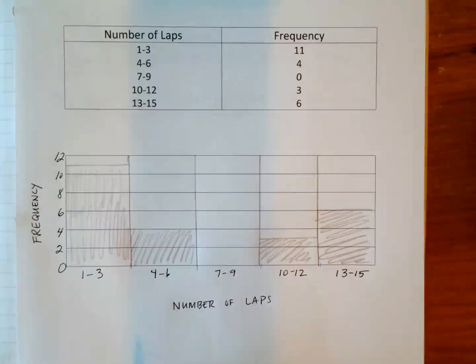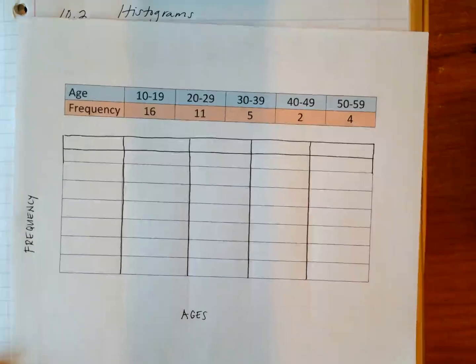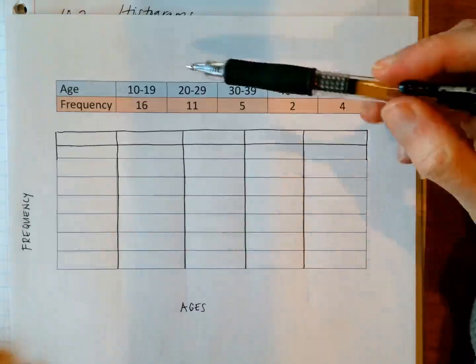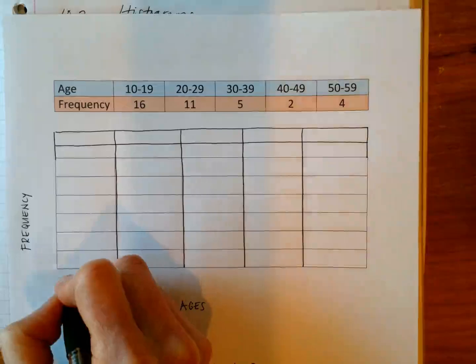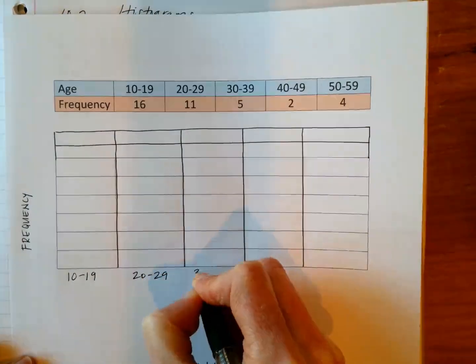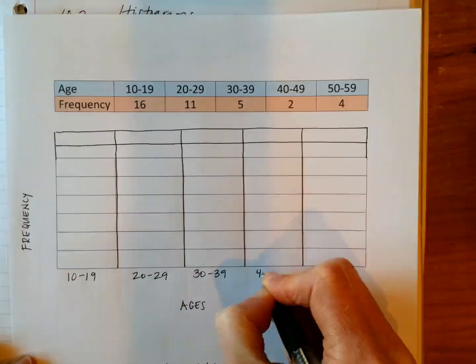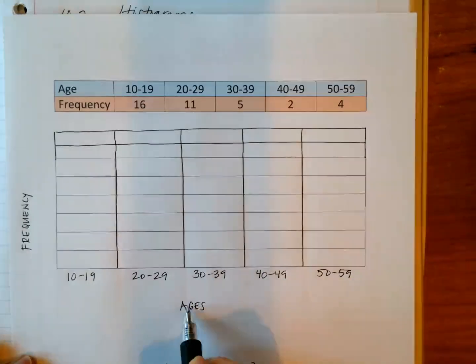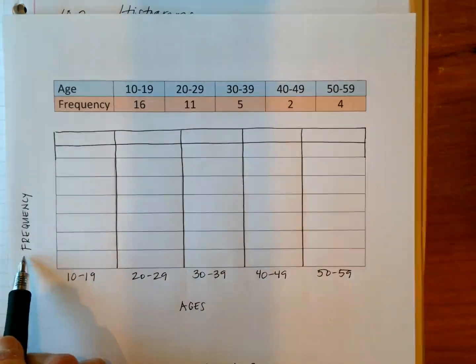All right, so now looking at how we can use a graph to interpret the data. This is representing the age of people who are on a roller coaster. Again we have even increments: 10 to 19, 20 to 29-year-olds, 30 to 39-year-olds, 40 to 49-year-olds, and 50 to 59-year-olds. My ages are the ones being broken up into those intervals, so that's going to be my x-axis title, and then my y-axis title will be frequency.